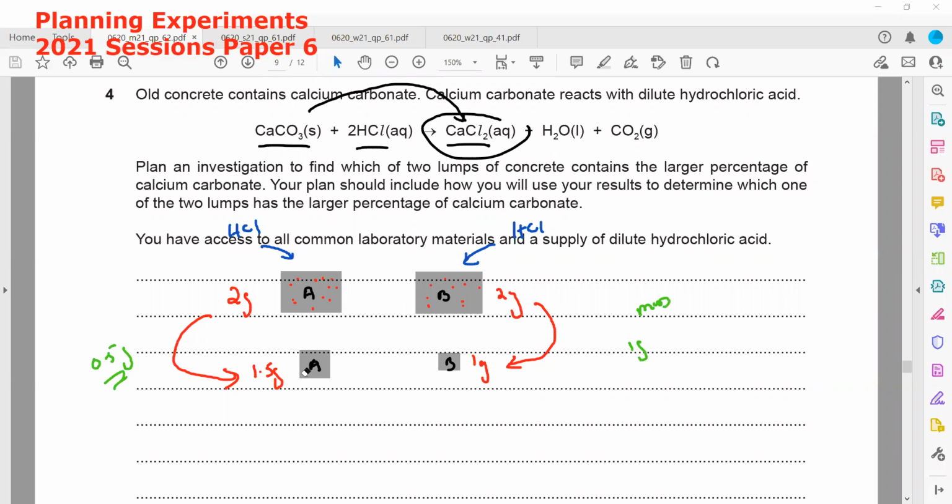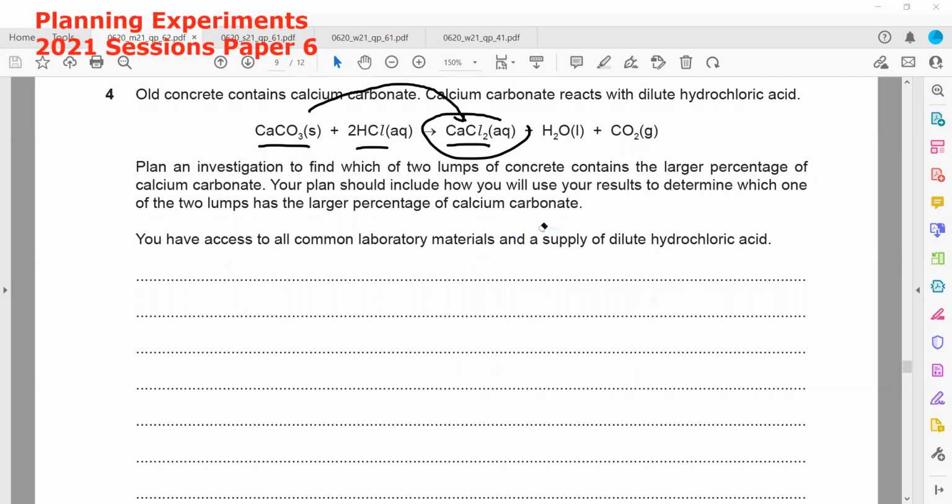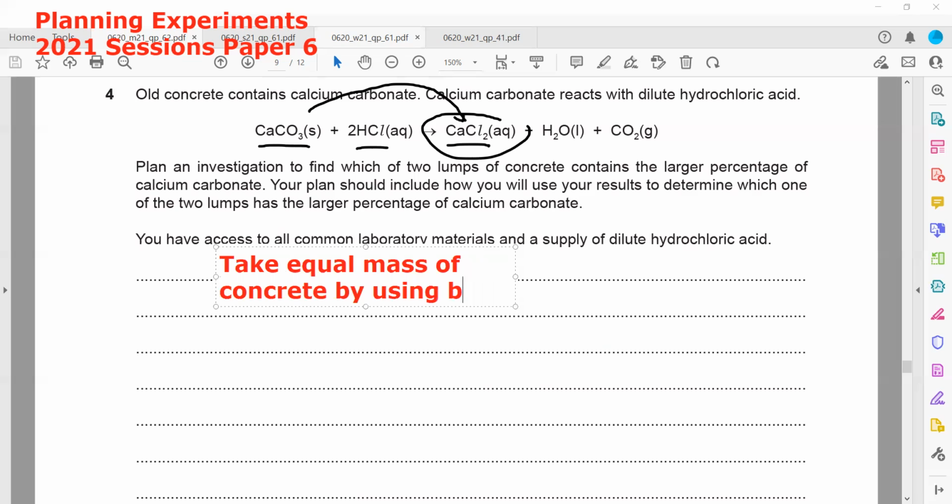So we will take equal mass of the two samples of concrete. These are the steps related to this experiment. So we will take equal mass of concrete by using a balance. You can also mention, like, take 2 grams of each concrete.